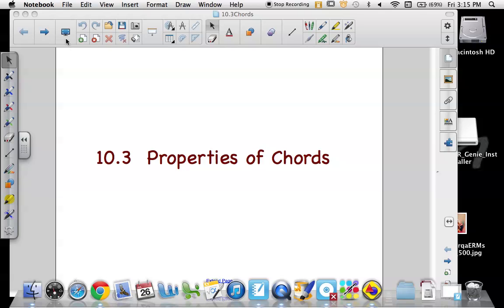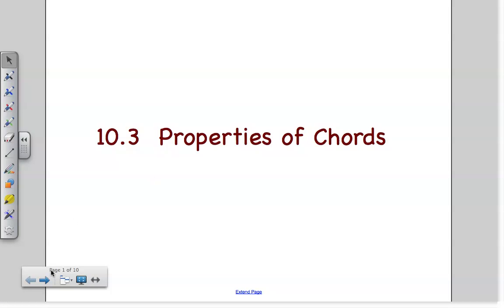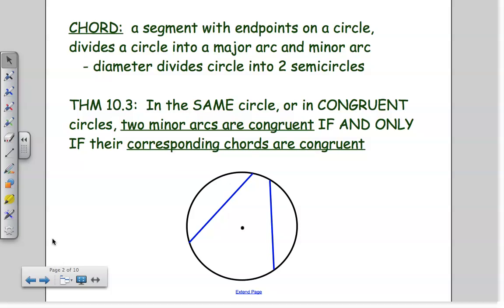In section 10.3, we're going to be looking at a number of properties of chords. And just to recap, what is a chord? Remember that a chord is a segment that has its endpoints on a circle. And if you think about it, since we've now talked about arcs, any chord, like this blue one here, divides a circle into a major arc and a minor arc. So this blue chord, we have a minor arc here and a major arc here.